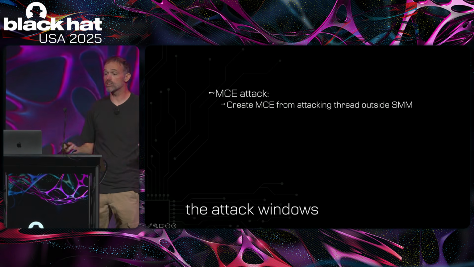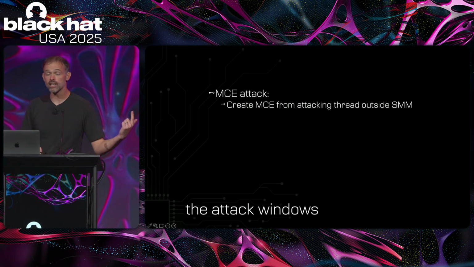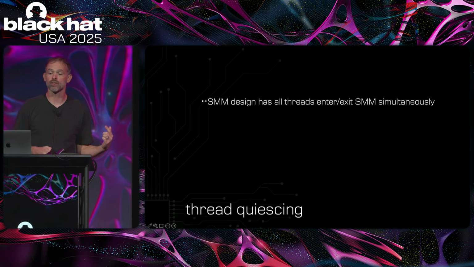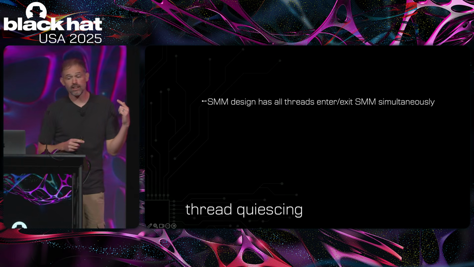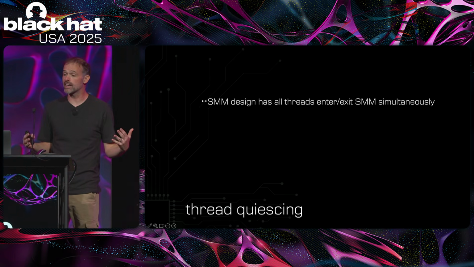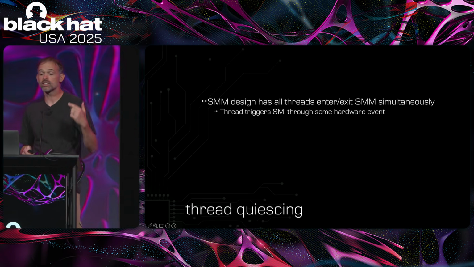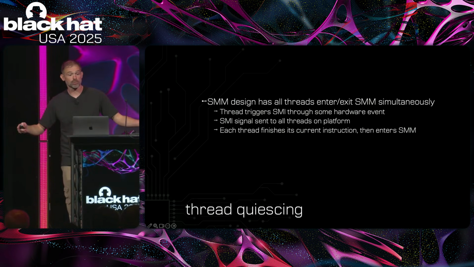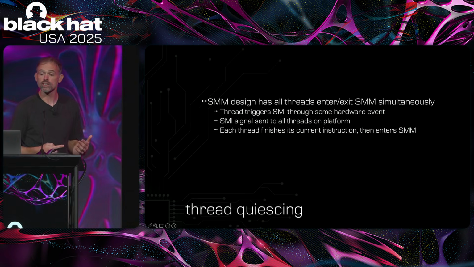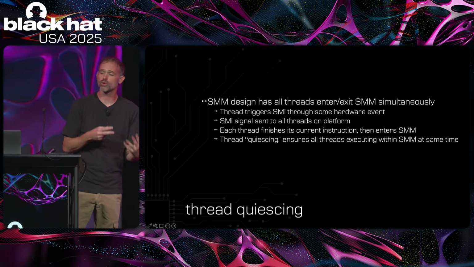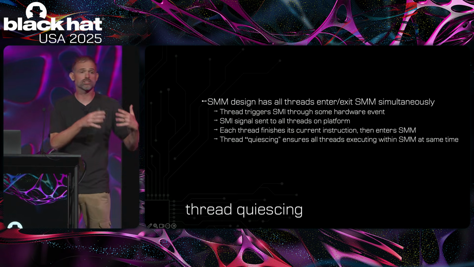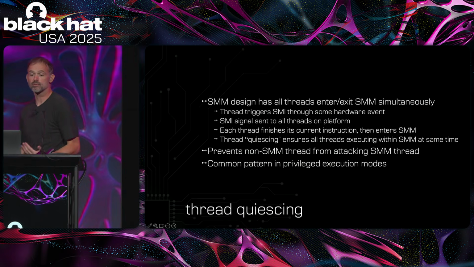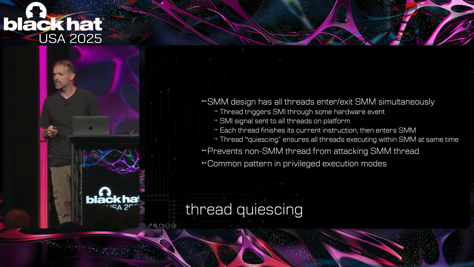A machine check attack might look something like creating a machine check from an attacking thread outside of SMM, and making sure that machine check is received on a victim thread inside of SMM. We've got a problem with this, and that's that the SMM design has all threads enter and exit SMM simultaneously. Basically, a thread triggers an SMI through some sort of hardware event, and then the SMI signal gets sent to all the threads on the platform. Each thread finishes what it's currently doing and then enters system management mode, and they call that thread quiescing. It ensures that all threads are executing in system management mode at the same time, and indirectly, it prevents a non-SMM thread from attacking an SMM thread. And that's a pretty common pattern in designing privileged execution environments.